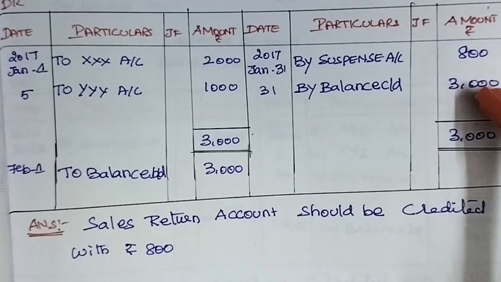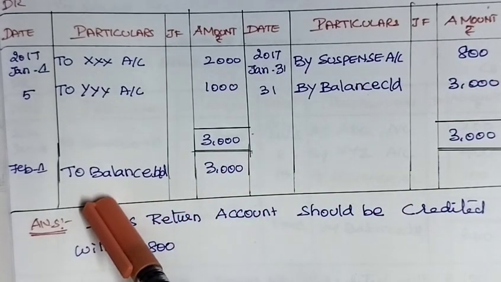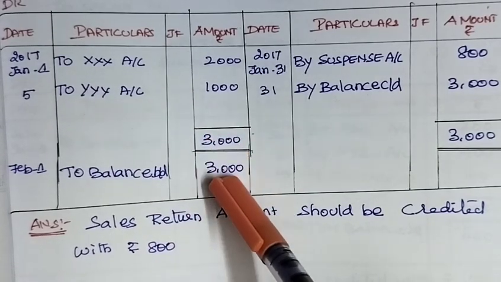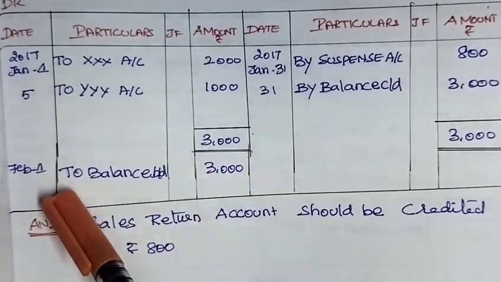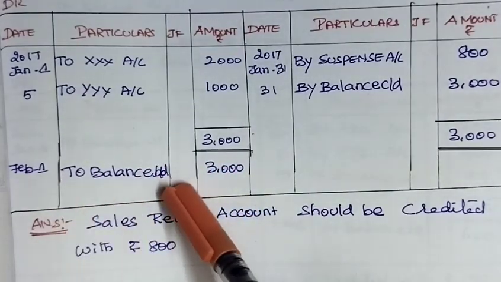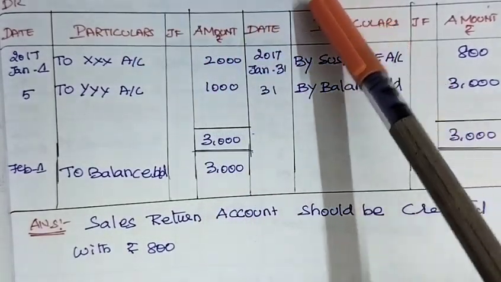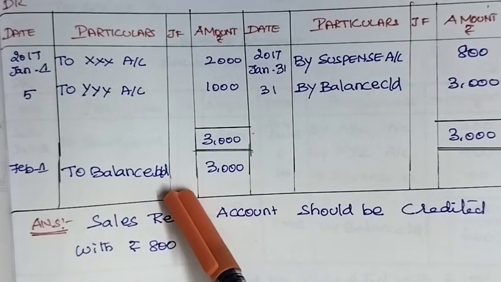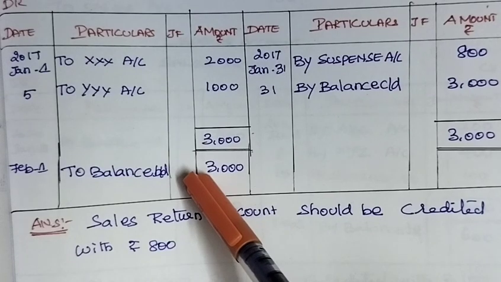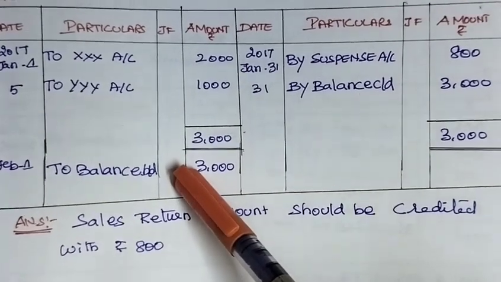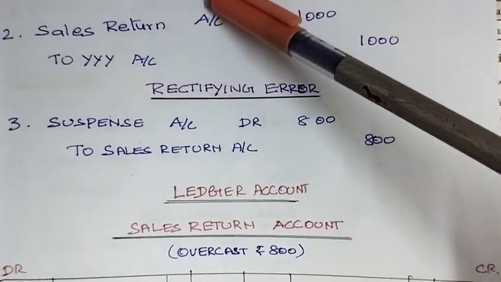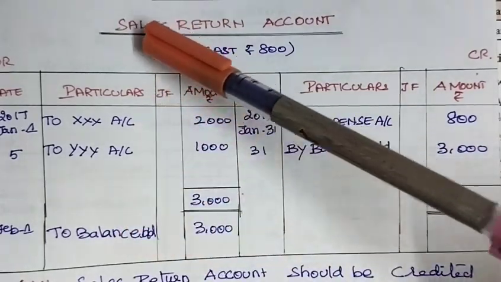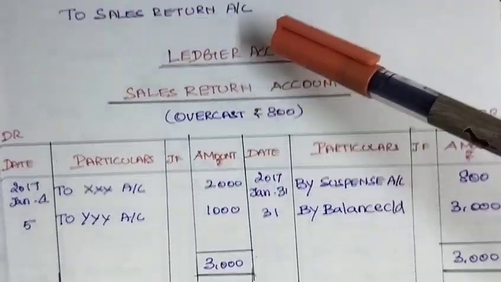Then that 3000 rupees is brought down to the opposite side and entered below the total. Against that 3000 rupees you have to write to balance brought down. This is the opening balance of the sales return account. Where does the sales return account appear? Sales return account appears on the debit side, isn't it? Listen here. This is the original journal entry, an example of the original journal entry for the sales return account, and this is the original ledger account for the sales return account.